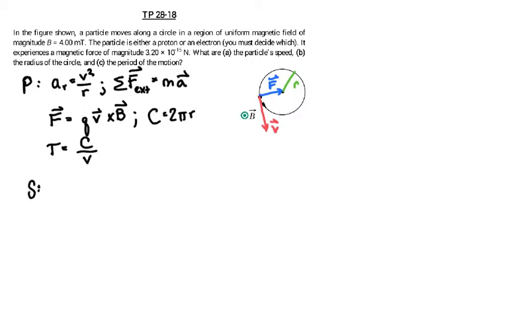So part A. Oh, let me back up. Part 0. We need to determine if this is an electron or a proton. And we can do that really, really easily. And it's called the right-hand rule. Now this shouldn't be new to you all, but we're going to use it a little differently, and you'll see how in a second.